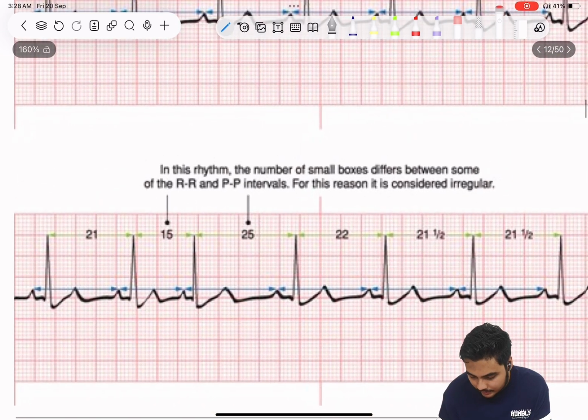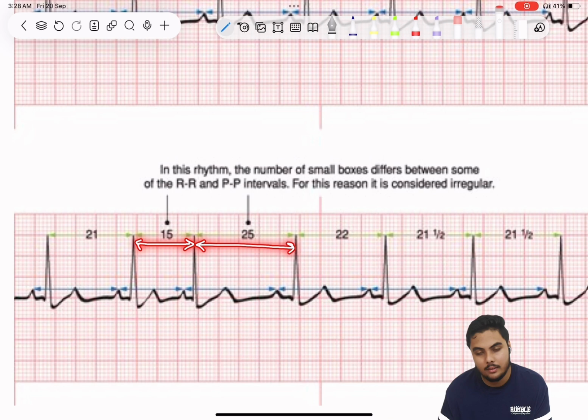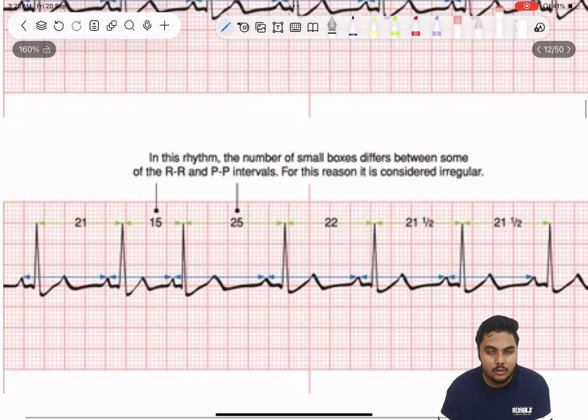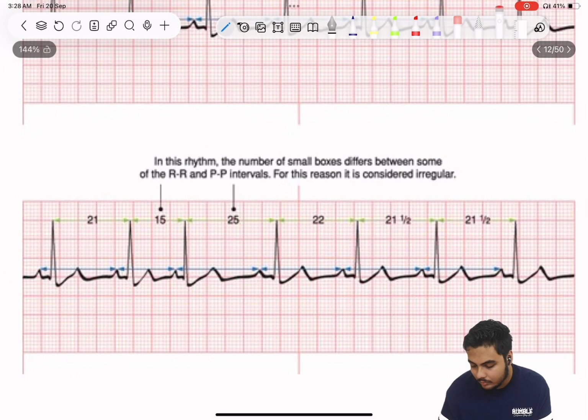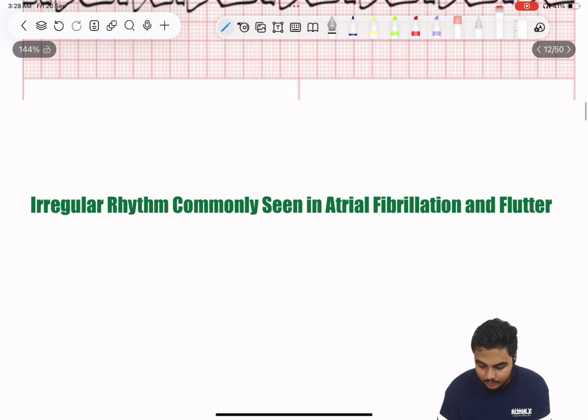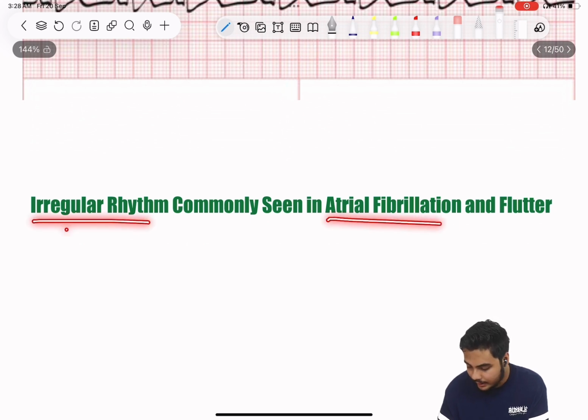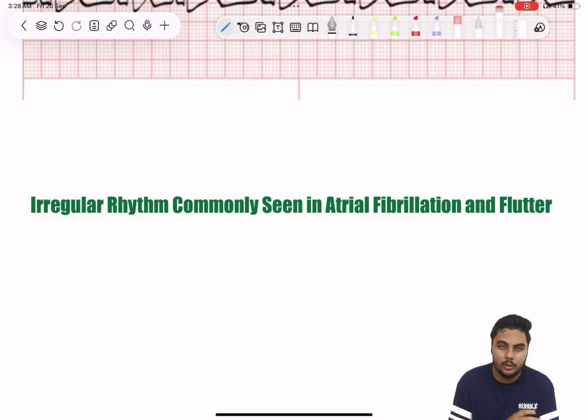Here you can see there is difference in the distance between two R waves. This one is shorter and this one is wider, right? So this is called an irregular rhythm, right? Now, irregular rhythm is commonly seen in atrial fibrillation and atrial flutter, right? So this is what you have to remember, guys.